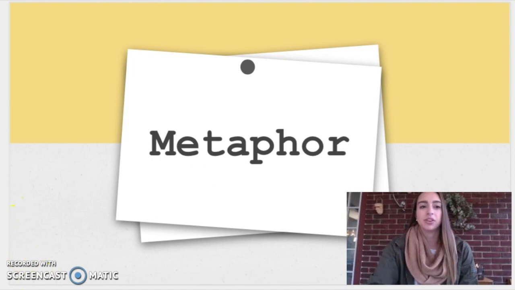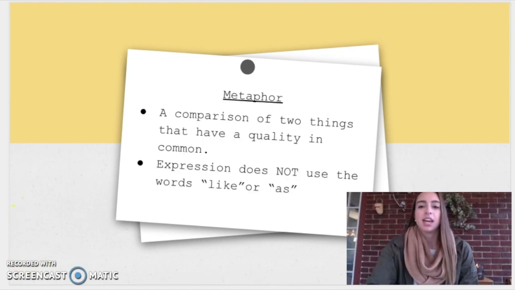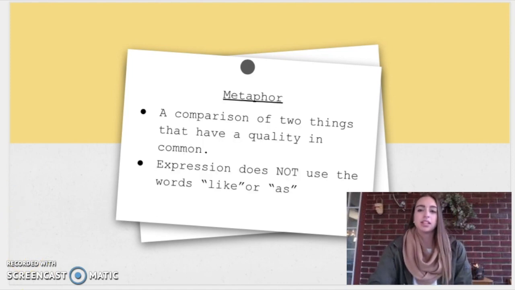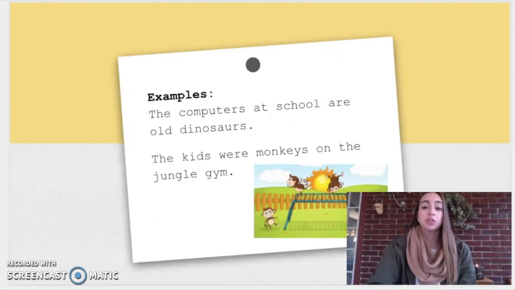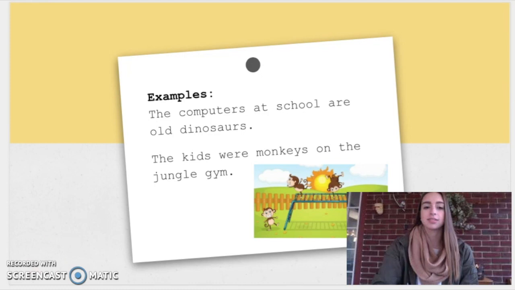A metaphor, on the other hand, is a comparison of two things that have a quality in common without using the word like or as. For example, the computers at the school are old dinosaurs, or the kids were monkeys on the jungle gym. Notice the words like or as are not being used to compare the objects.